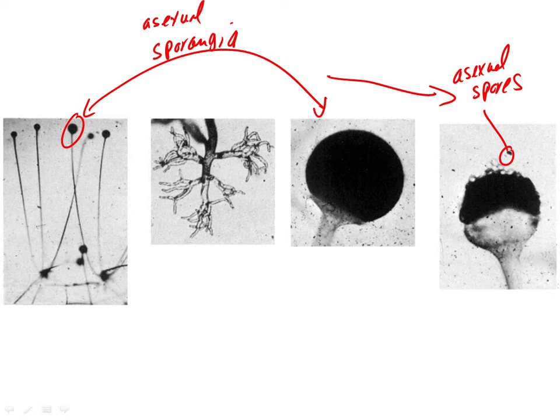Asexual reproduction by these aplanospores is incredibly important to these organisms. It's the major way in which they reproduce.